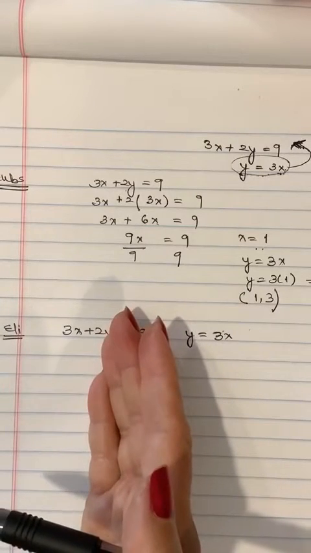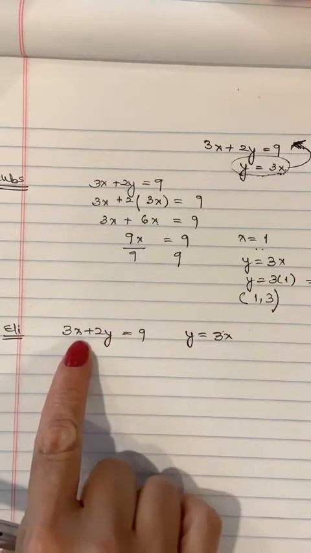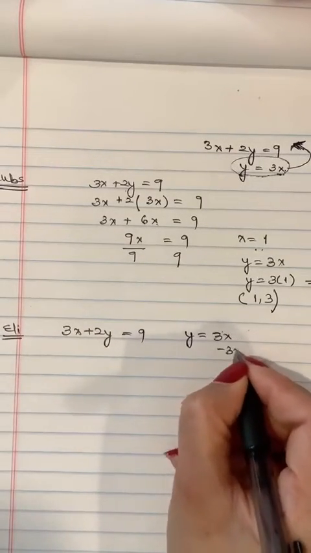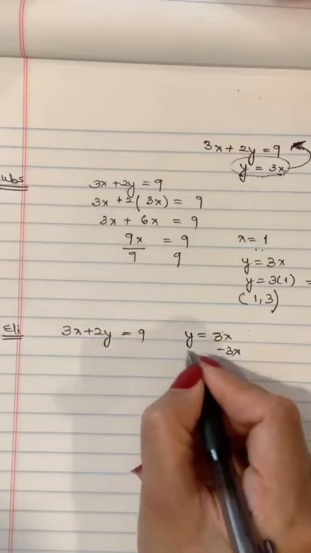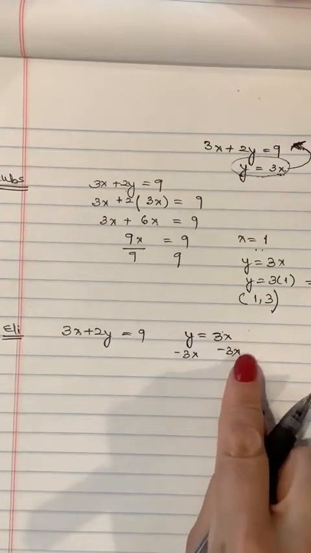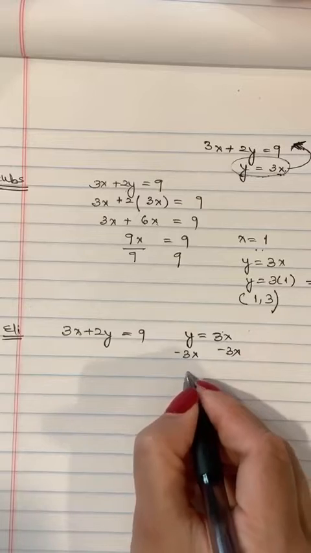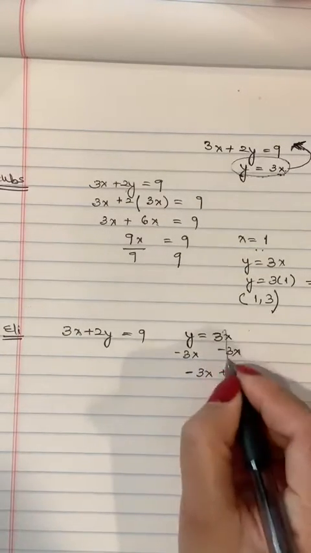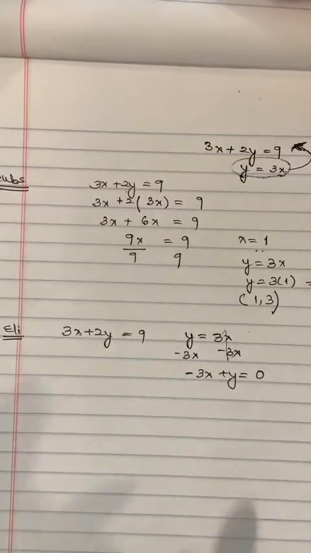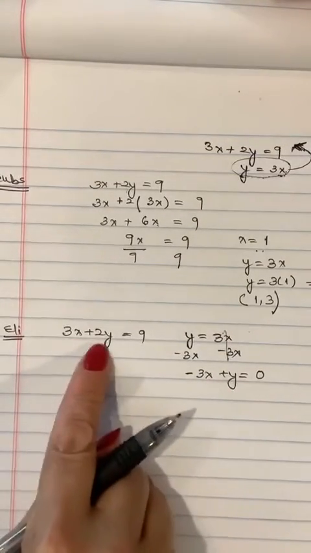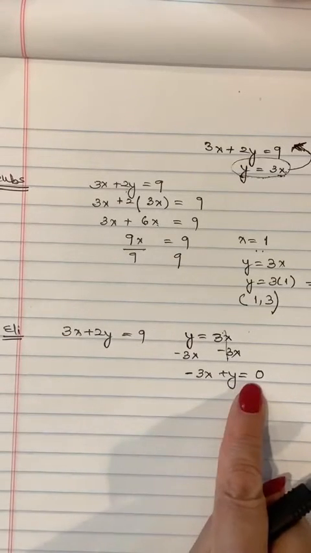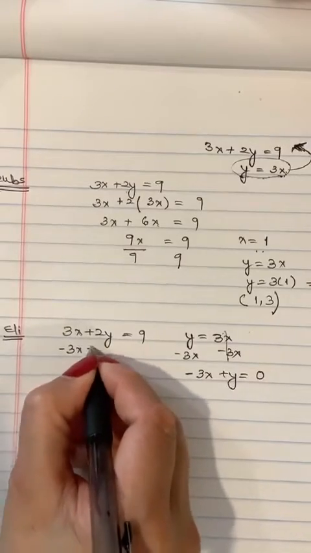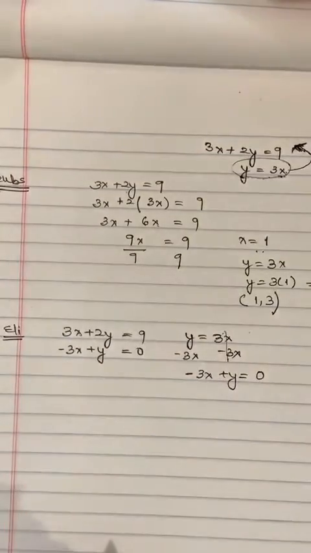Bring all x's and y's on one side to match this equation. I will subtract 3x on this side, and 3x on this side. Whatever you do on this side, you have to do on this side. So you would end up with negative 3x plus y equals, this cancels, 0. Now this and this are in standard form. I'm going to write this over here, negative 3x plus y equals 0.